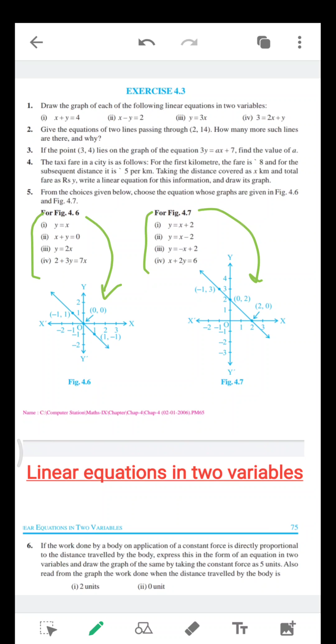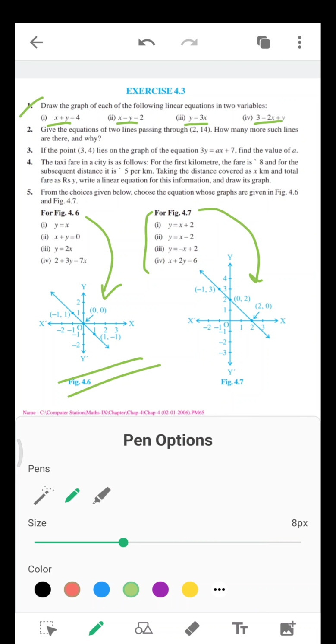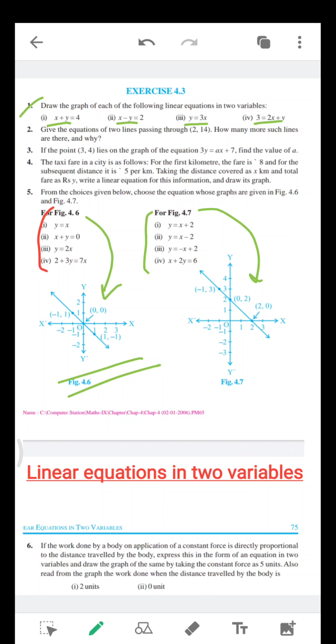In previous sessions we have done question number 1, for which we found solutions. Remember, we found 2 solutions of each and we drew the graph. But now here it is exactly opposite. Here the graph is given and he is asking for which equation it is drawn, from these. And here also the graph is given and he is asking for which one of these the graph is drawn. So it's quite different. I can say exactly opposite to what we did in question number 1.